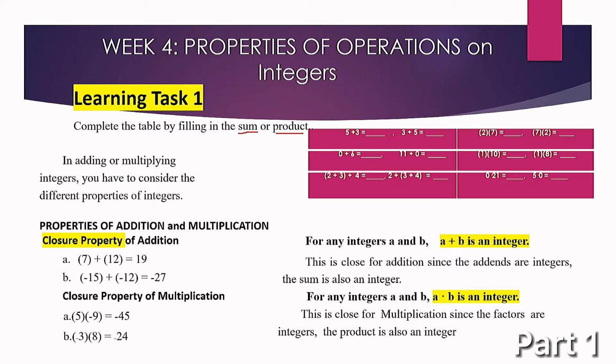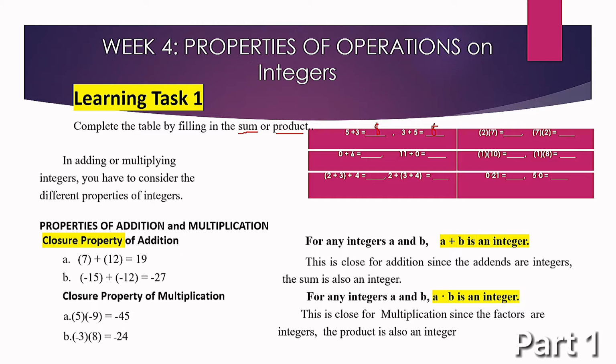But for you to answer the given exercises, you need to recall the rules in adding, subtracting, multiplying, and dividing integers. So, for example, 5 plus 3, what is the answer? The answer is 8. 3 plus 5 is also positive 8. Okay, so you do the rest of the numbers.